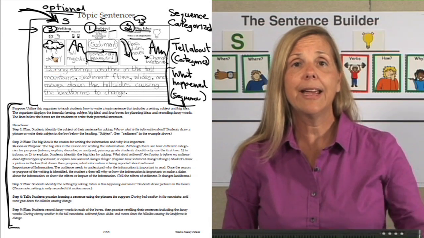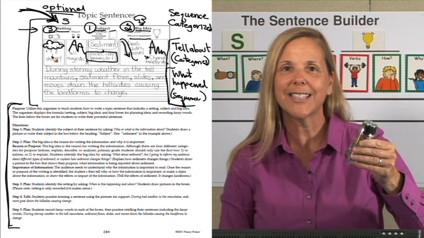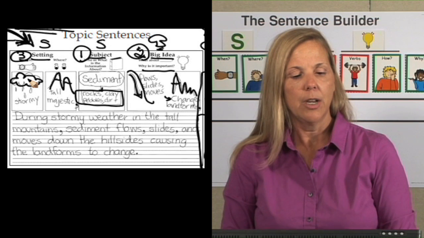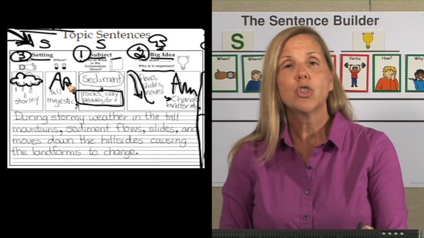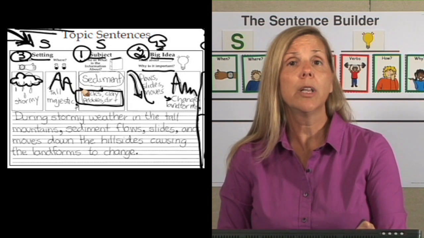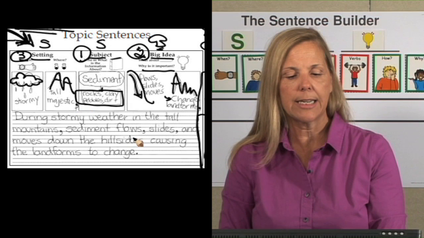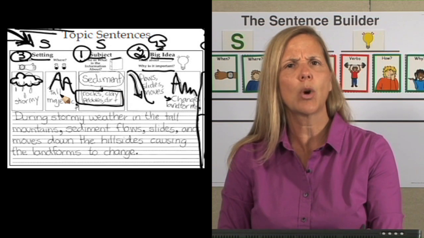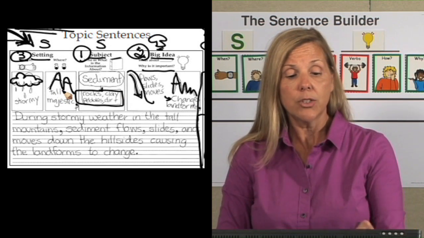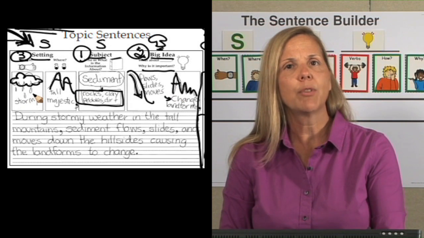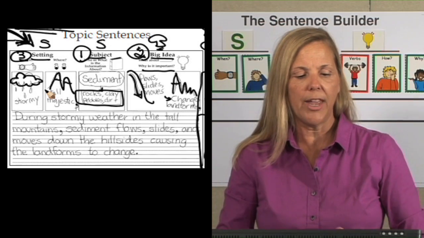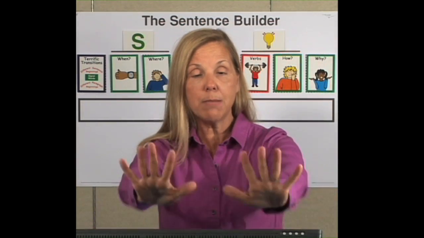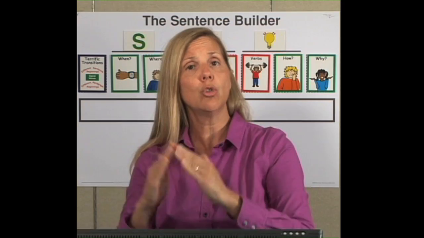Excellent job. Let's go back and add some fancy words. Let's go over to our first box. Shall we describe that kind of rainy weather? And we decided we would put stormy weather. Shall we describe the mountains? Well, we're really talking about those tall mountains, so we put tall, majestic. And then we went over to our other part of our paragraph, and we said that we were fine because we already described the mountains in the location, the where box. So we had our fancy words. We have all of the information in our boxes. Let's go back and let's read the whole thing. During stormy weather, in the tall, majestic mountains, sediment flows, slides, and moves down hillsides, causing landforms to change.